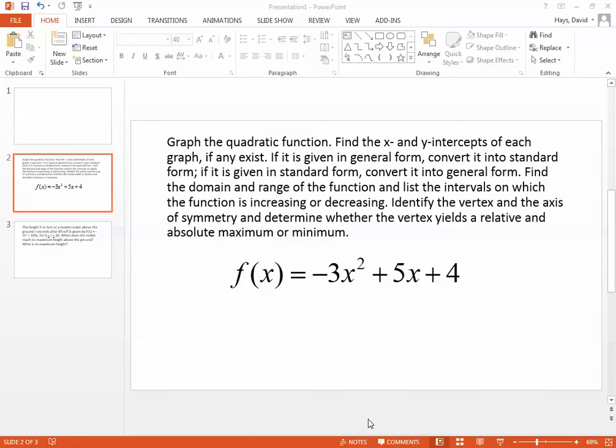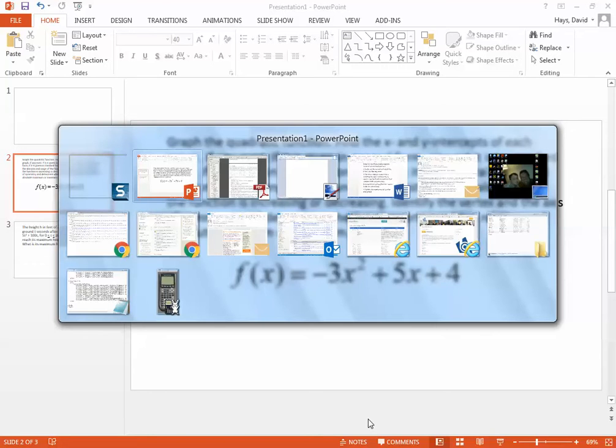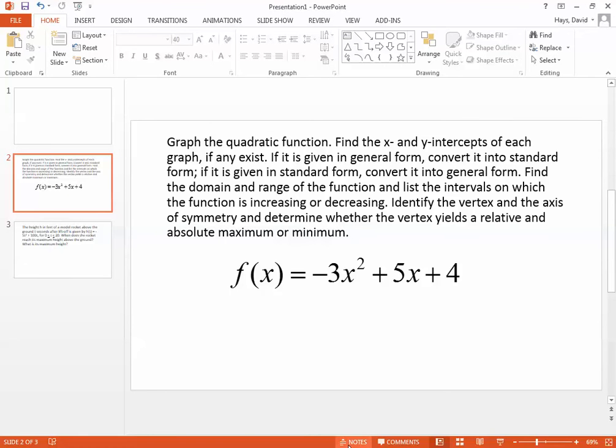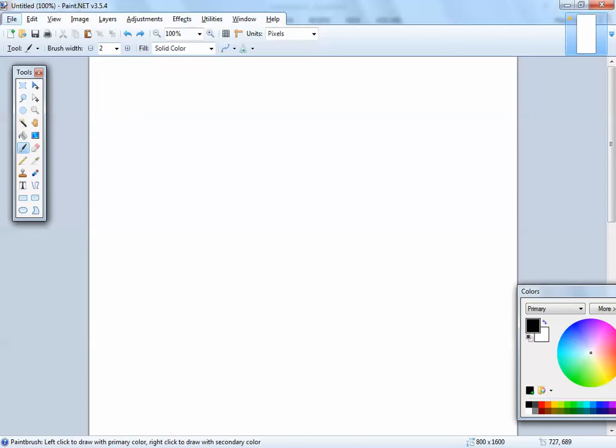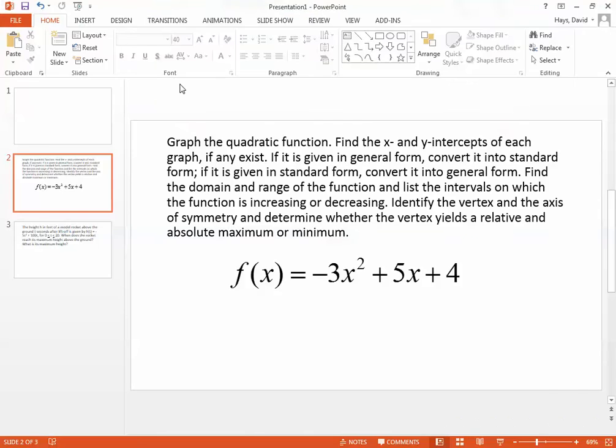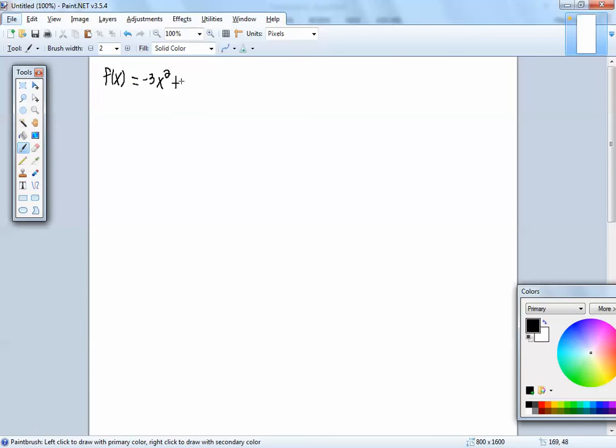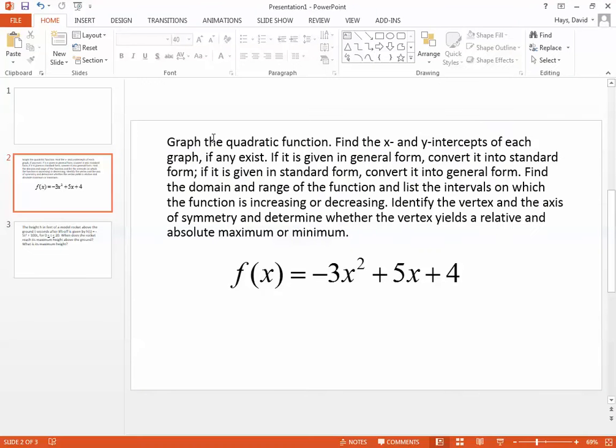Let's take a look at this problem. We've got f of x is equal to negative 3x squared plus 5x plus 4. Instructions are to graph it, find the x and y intercepts. So we're going to find the rest of this first, then we'll graph it.